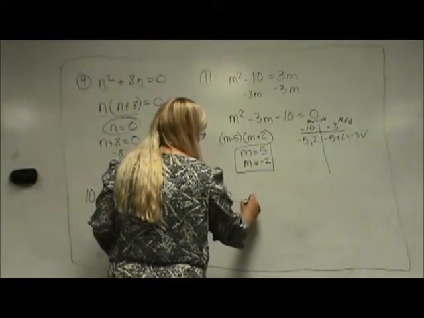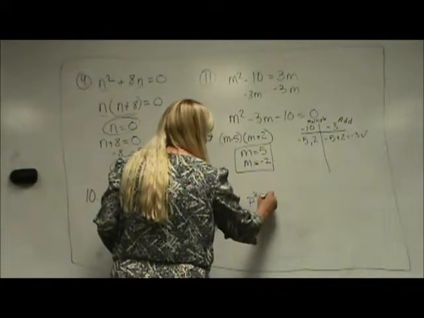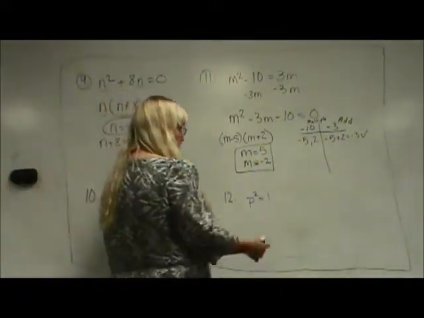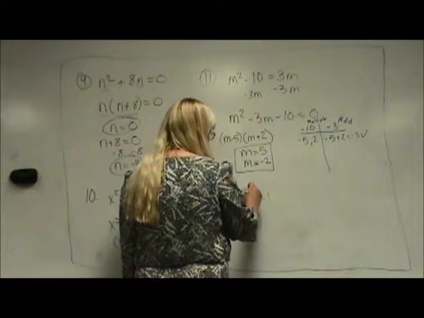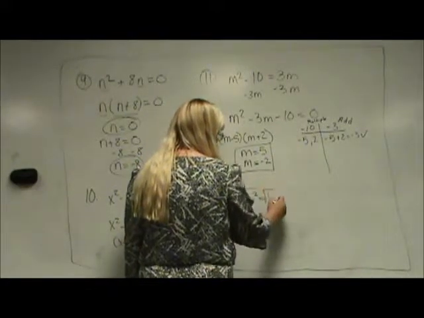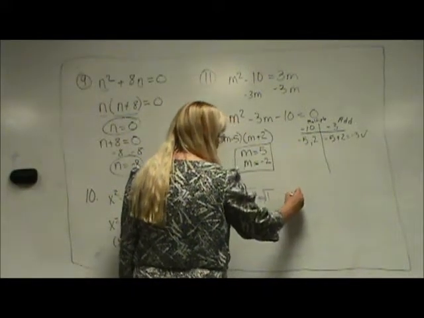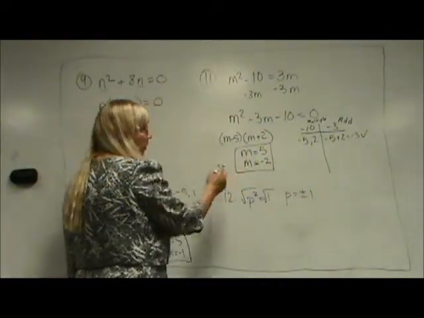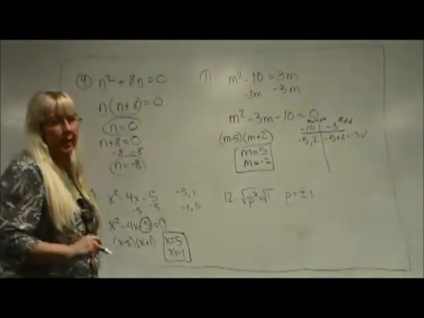12, p squared equals 1. This one we're just going to solve straightforward because we really don't have a whole lot here. I could just take the square root of both sides, and when I do that, I'll get p equals plus or minus 1. Remember, when you take the square root, you need to do both plus and minus.